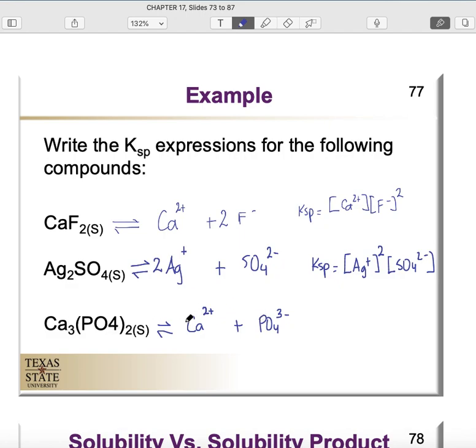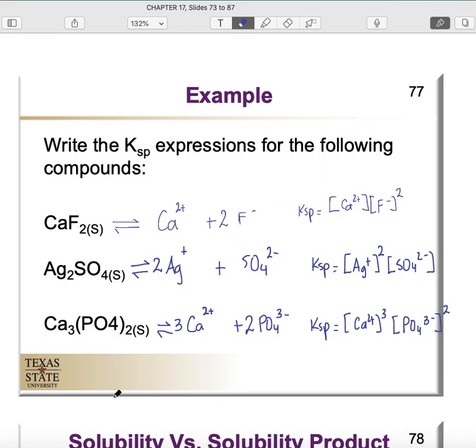I need 3 of those calciums, so I'm going to put a coefficient of 3. And I need 2 of those phosphates, so I'm going to put a coefficient of 2 here. And finally, our Ksp expression is going to be the calcium ions to the power of 3 times the phosphate ions to the power of 2. Again, we omit the solid reactant.